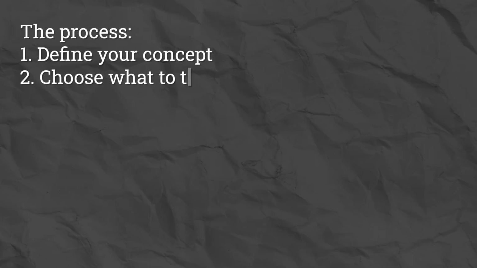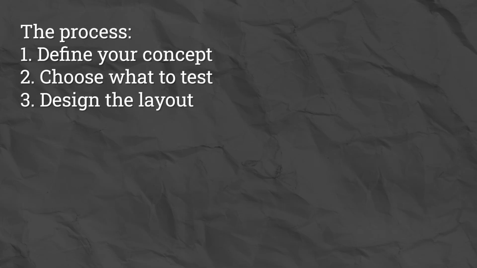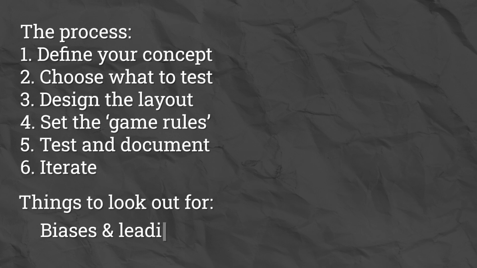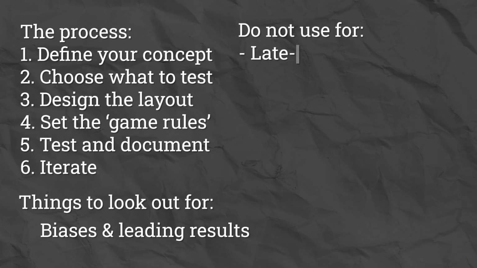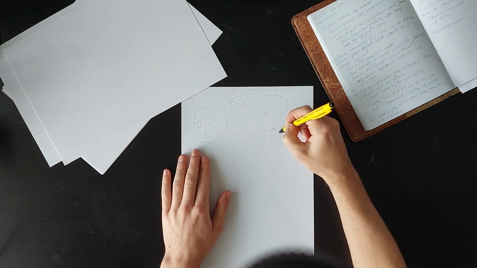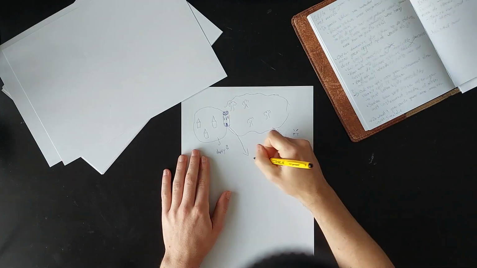So to summarize, the process consists of: define your concept, choose what to test, design the layout, set the game rules, test and document, iterate. Things to look out for: biases and leading results. And paper prototyping cannot be used for late-stage development and online testing. Now you know what paper prototyping is, what it can be used for, and how to do it.